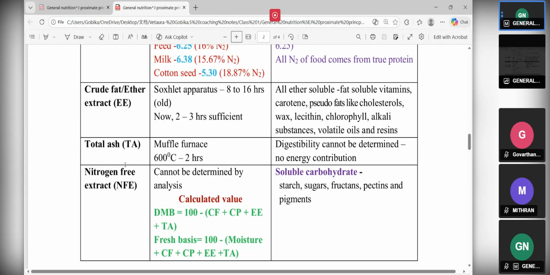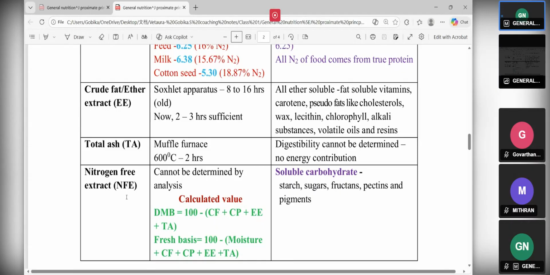Another important point is that total ash, since it is a mineral component, need not get digested. So digestibility cannot be determined for total ash content, unlike protein digestibility, carbohydrate digestibility, and lipid digestibility. We can't say that ash digestibility is this much percentage. This is one of the important statements: digestibility of ash cannot be determined, so it contributes no energy in the feed sample. These two statements are very important and were previously asked.